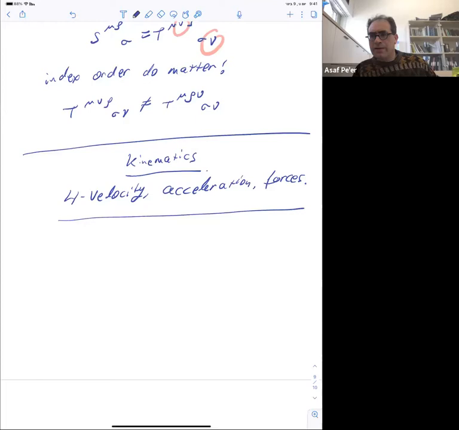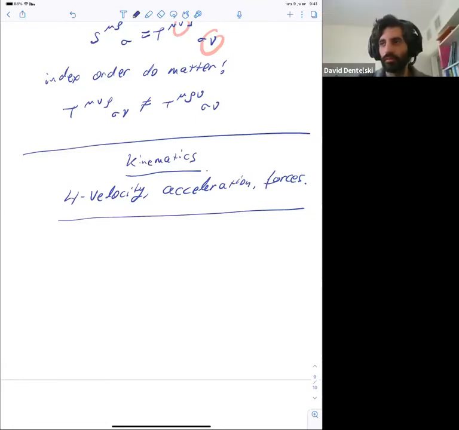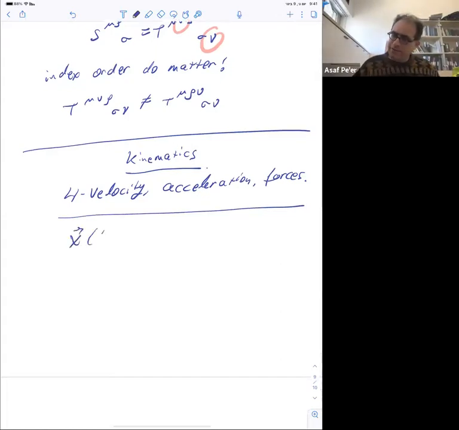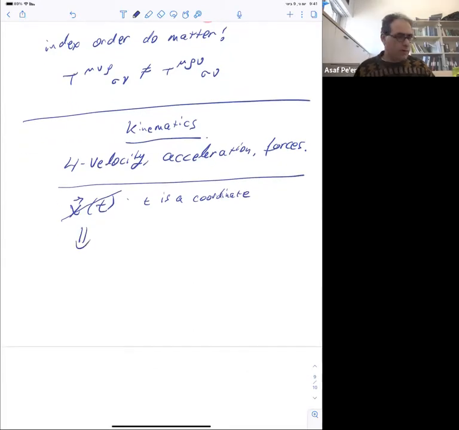Now, in Newtonian mechanics, how do you describe the motion of a particle? X is a function of t. Exactly. We used to think in Newtonian mechanics of x as a function of t; as time evolves, the particle evolves. Can we do it here? No, because time is a coordinate, so we cannot really do it. Instead, we replace it with the concept of a world line.